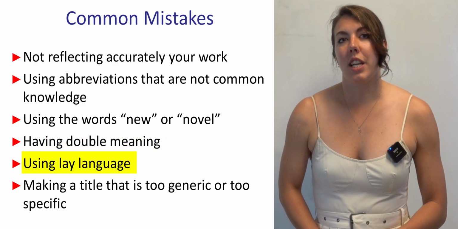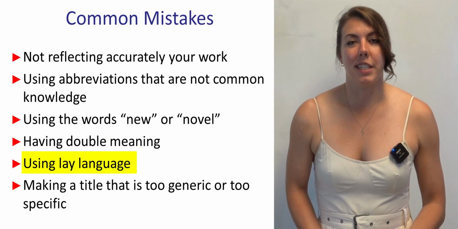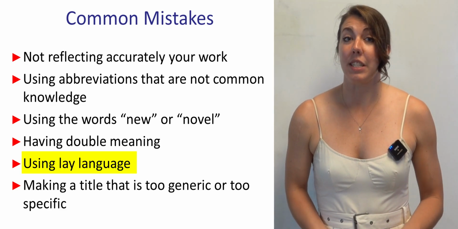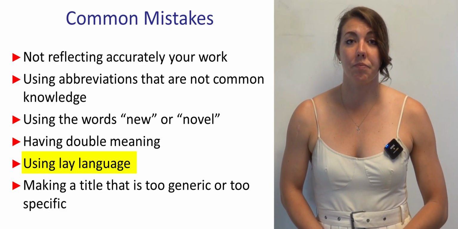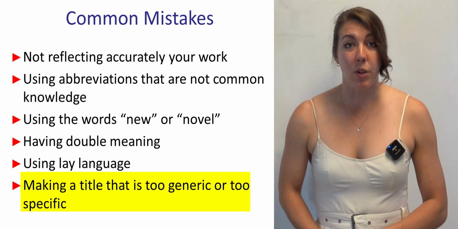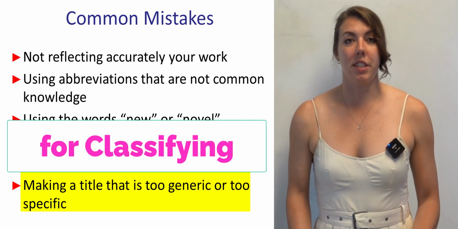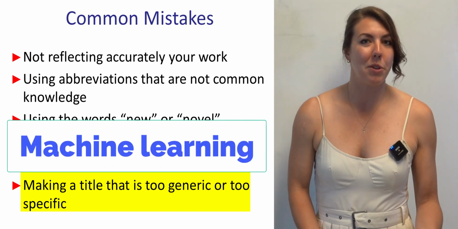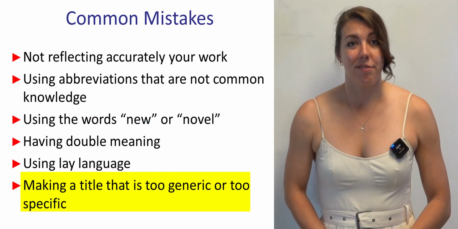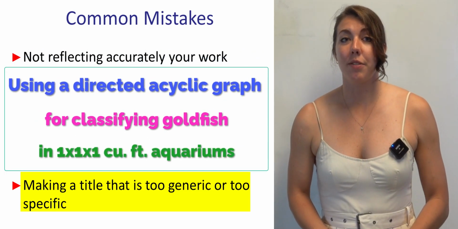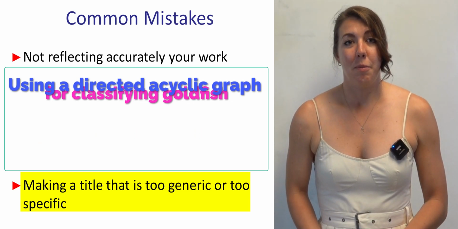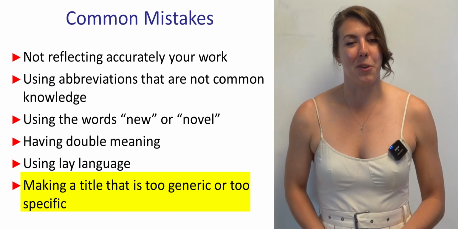Don't use lay language in technical communication because frankly, it sounds unprofessional. And try not to use a selling pitch that reduces the scientific reader's trust in the contents of your paper. Be sure not to make a title that's too generic or too specific. So for example, the title Machine Learning for Classifying Species is too broad because it's not clear what machine learning approach was used or what kind of species were classified. On the other hand, the title Using a Directed Acyclic Graph for Classifying Goldfish in a 1x1 cubic foot aquarium is too narrow because the readers might be interested in other fish or aquariums.